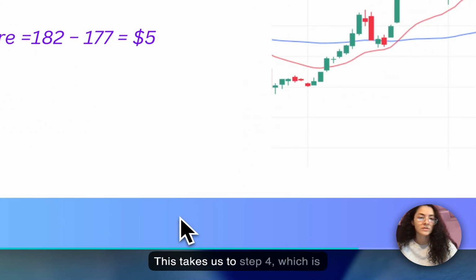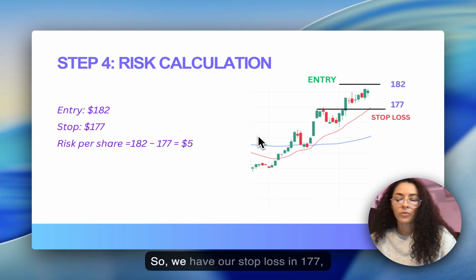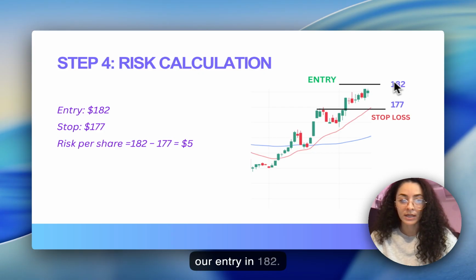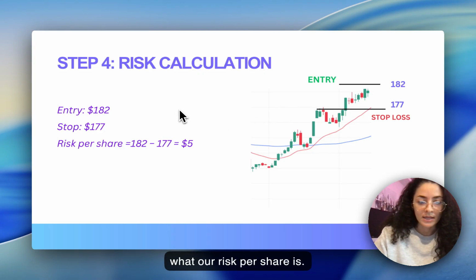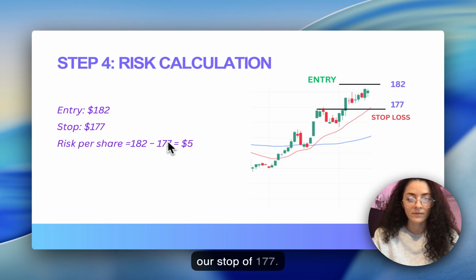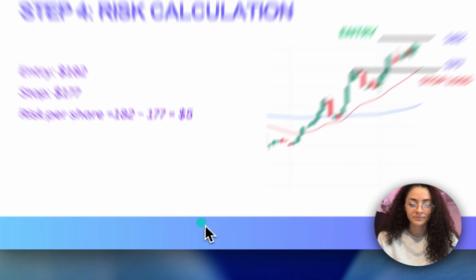This takes us to step 4, which is the risk calculation. So we have our stop loss at 177, our entry at 182. So it's very easy to understand what our risk per share is. We just need to subtract from 182 our stop, 177. So we have $5 of risk per share.